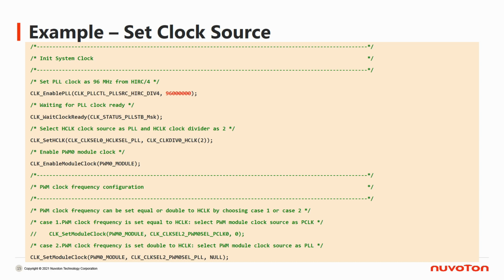Here is an example of how to set the clock source of PWM. In the code, it first sets the clock source of PLL as 96 MHz, and then the clock source of HCLK is set to half of PLL. Afterwards, it enables the clock of PWM Module 0 and sets the clock source of PWM Module 0 as PLL. Therefore, the clock source of PWM Module 0 is twice HCLK in this case. After the settings, the clock of PWM will start to work.